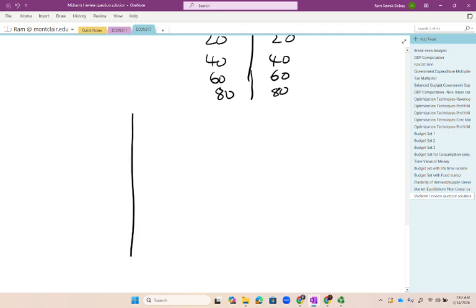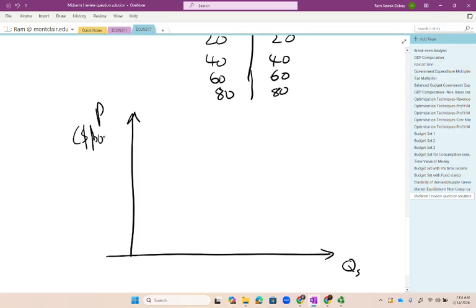So let me again draw the inverse supply. Quantity supplied on the horizontal, price on the vertical. Unit for price is dollars per box. For quantity, it is boxes, and I have already said the graph must start from the origin, and for every run of 20 units, 20 boxes, the price goes up by 20 units. So the slope is 1.